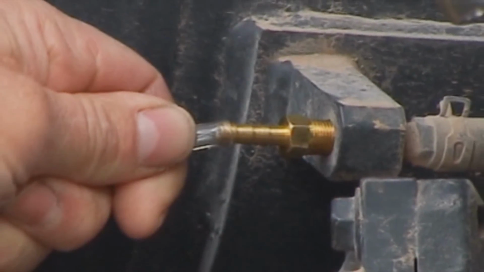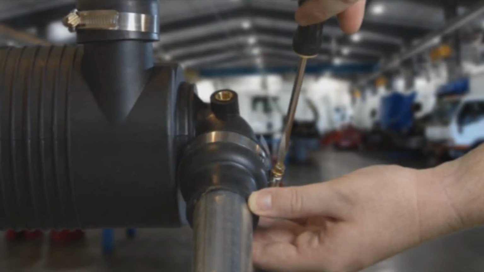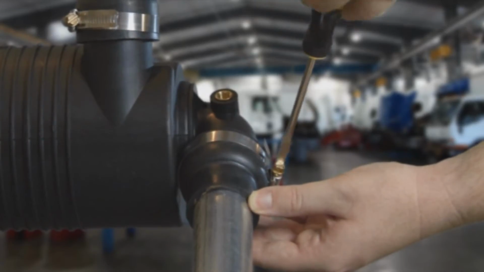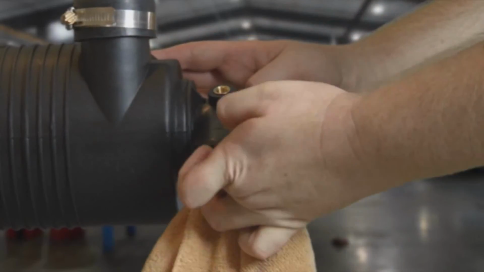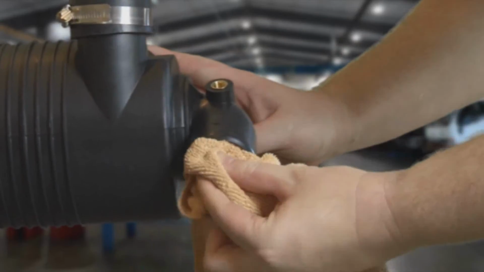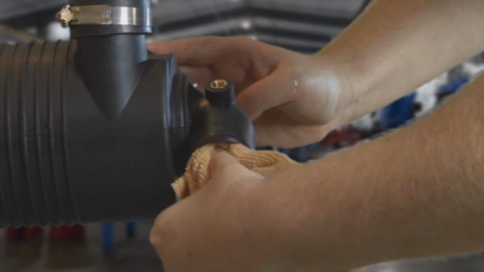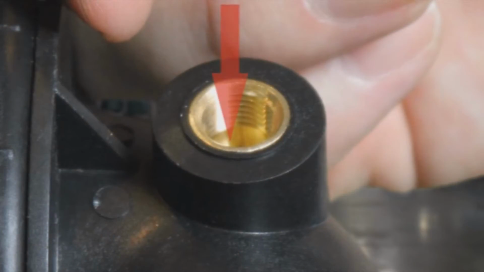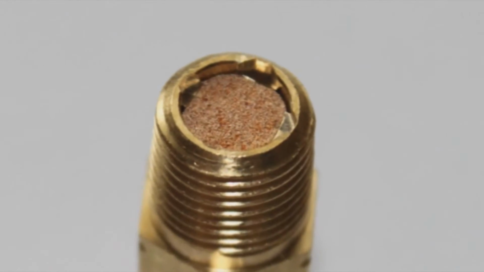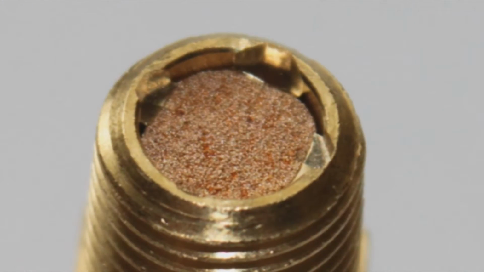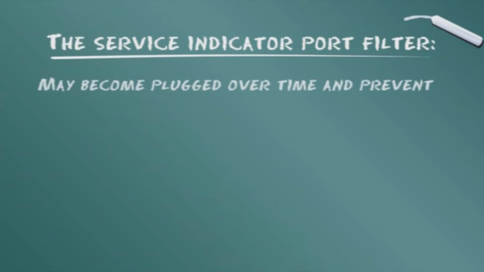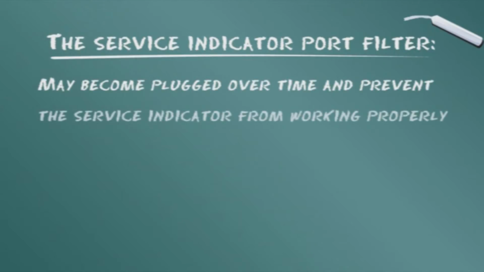Remove the test indicator connection at the indicator port. Loosen the clamp to the outlet hose connection of the air cleaner and disconnect the rubber connector. Place a rag into the outlet of the air cleaner. Placement should be past the point of service indicator fitting. Now look into the service indicator port and note the small brass filter. This tiny filter is critical to prevent dust being drawn into the engine's clean air path in the event the service indicator becomes damaged or missing. This filter may become plugged over time and prevent the service indicator from working properly.